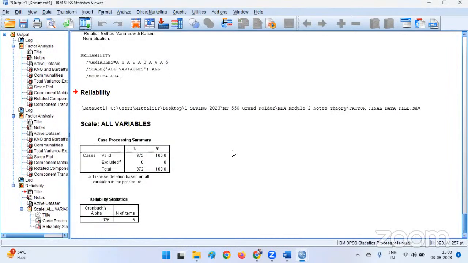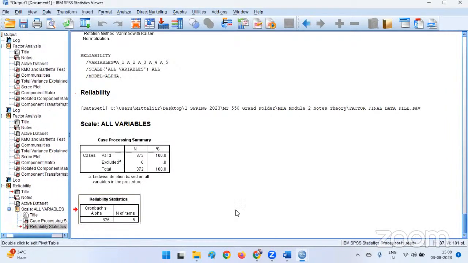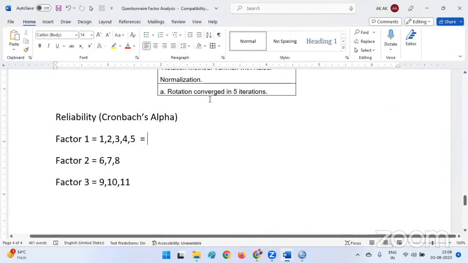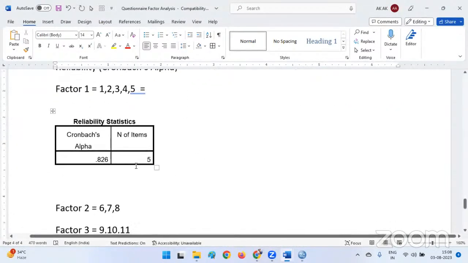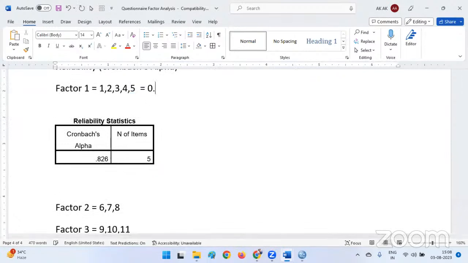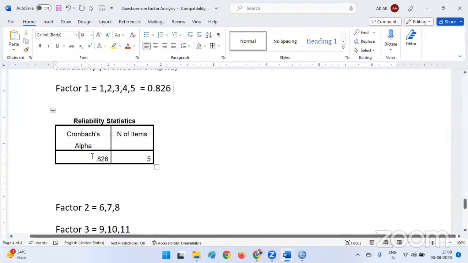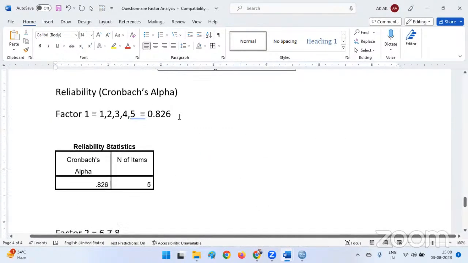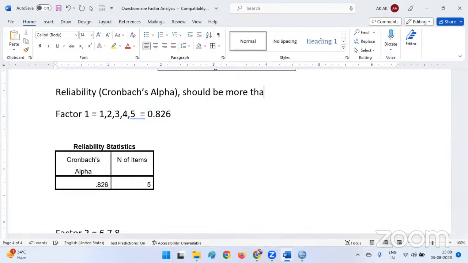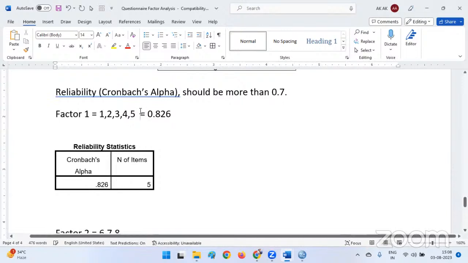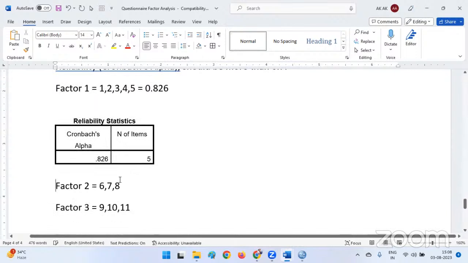Okay. The Cronbach alpha value for factor 1 is 0.826. We can see here Cronbach alpha is 0.826. Number of items are 5. The Cronbach alpha should be more than 0.7. Okay. So we fulfill the requirement of reliability. We can say that our first factor is reliable. All right.